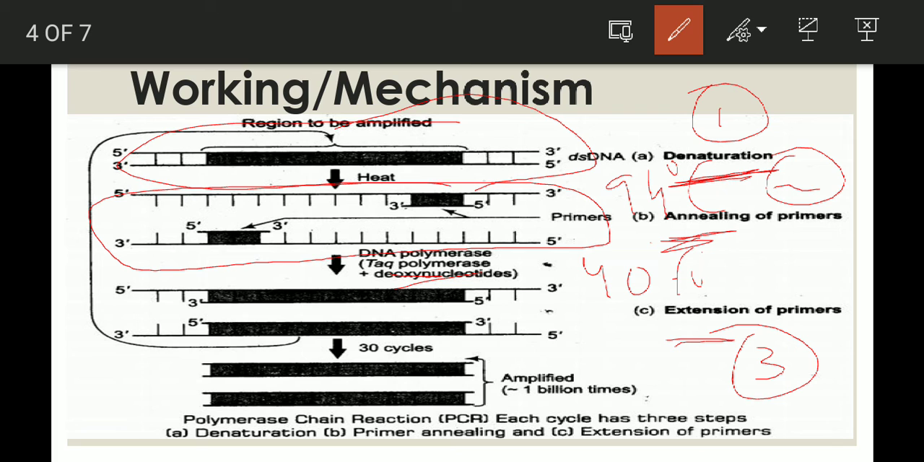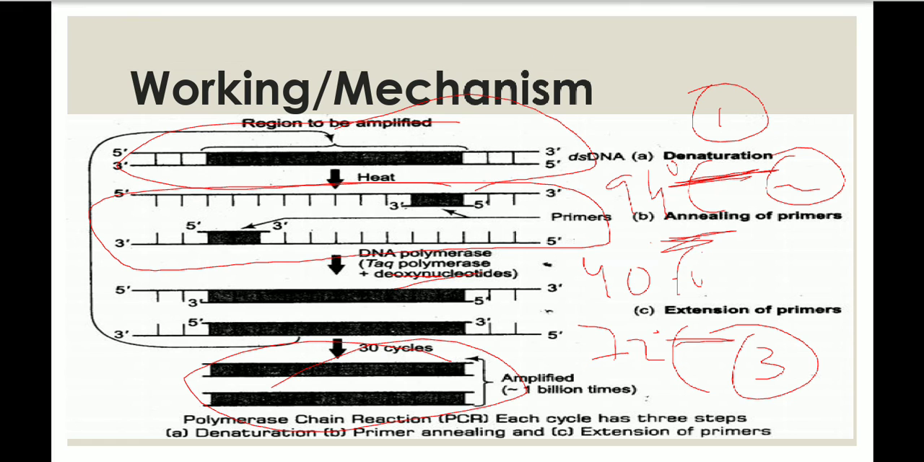In this, the deoxynucleoside triphosphate and magnesium help in the extension. This requires 72 degrees Celsius. This is the main point: you have to remember the temperature of all three steps. You can see that it will form multiple copies of the DNA. This is the working and mechanism of PCR, the polymerase chain reaction.